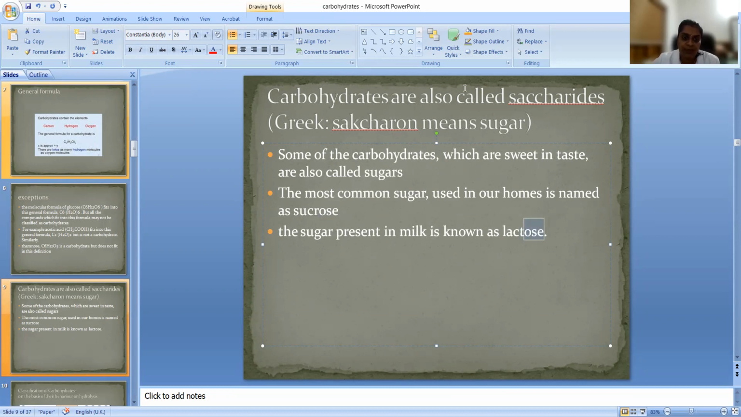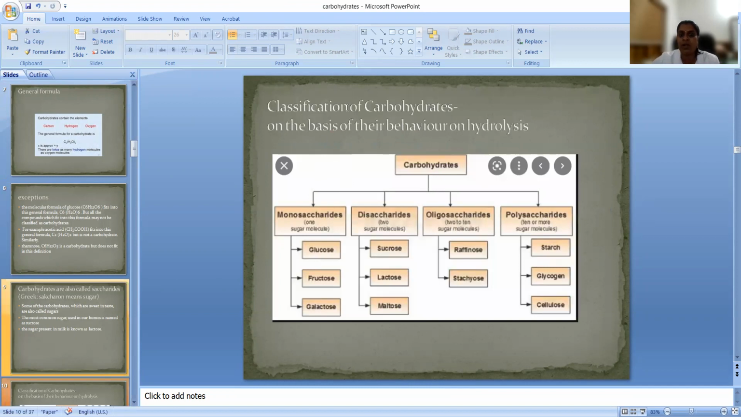So now let us see the classification of carbohydrates. Carbohydrates we can classify as monosaccharides, disaccharides, oligosaccharides, and polysaccharides. Based on what? Based on their behavior on hydrolysis.